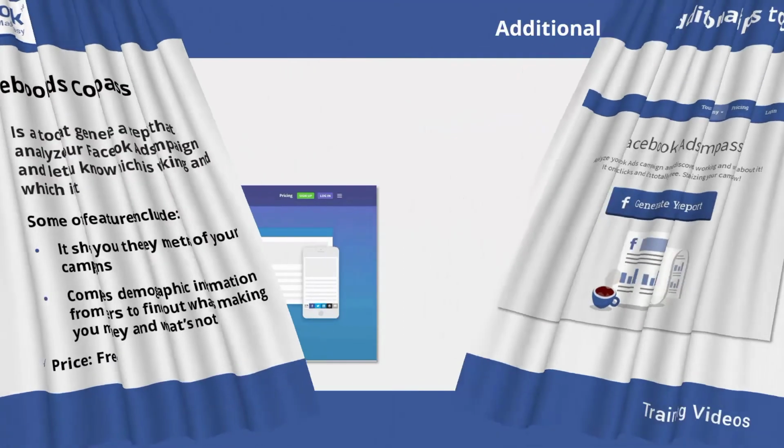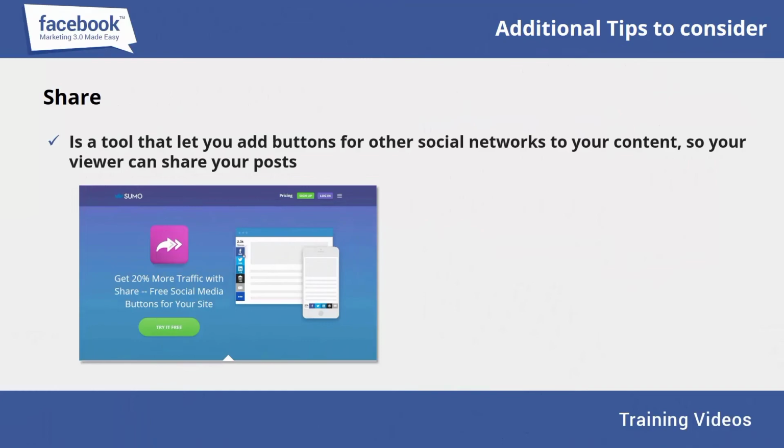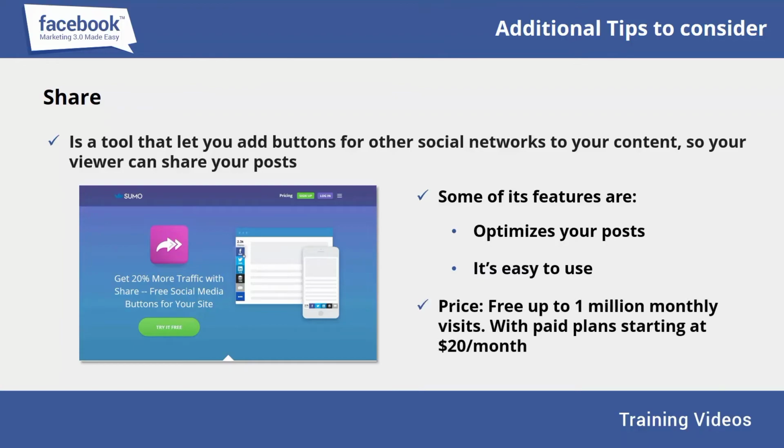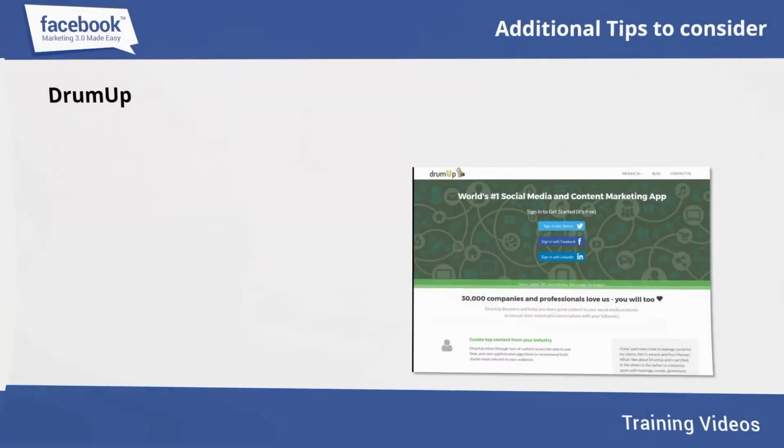Price? Free. Share is a tool that lets you add buttons for other social networks to your content so your viewer can share your posts. Some of its features are it optimizes your posts, and it's easy to use. Price: free up to 1 million monthly visits, with paid plans starting at $20 per month.